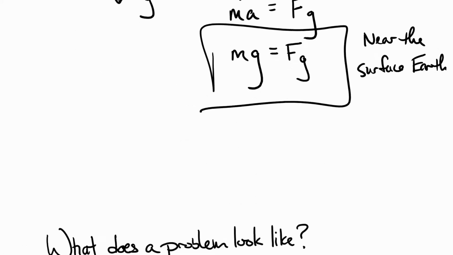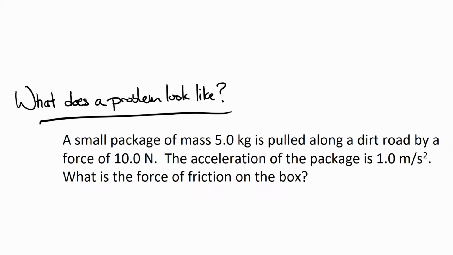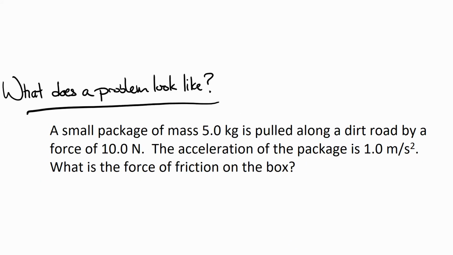Now, let's put this all together and do one more thing. What does a problem look like? So here is a problem. A small package of mass 5 kilograms is pulled along a dirt road by a force of 10 newtons. The acceleration of the package is 1 meter per second squared. What is the force of friction on the box?